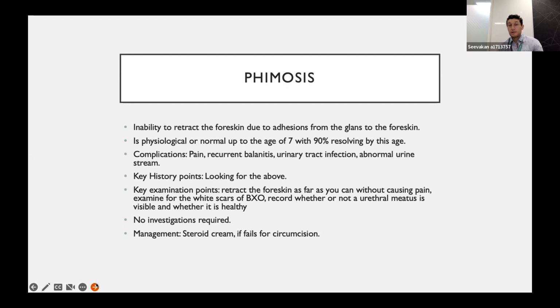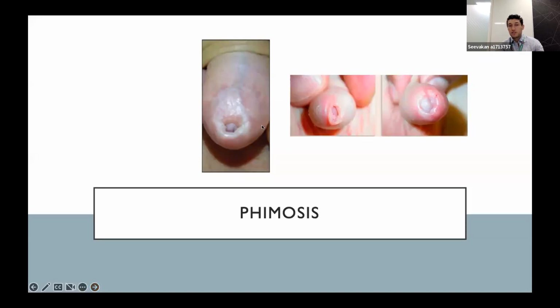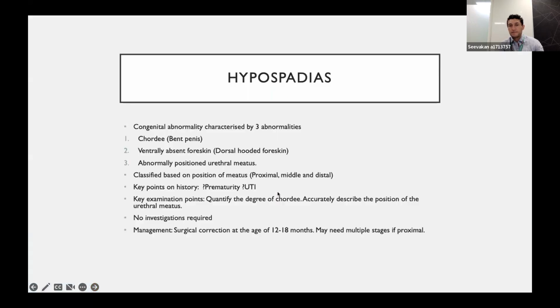The other key thing is to see whether or not there are any of these white scars, which are indicative of BXO, and whether or not there's a healthy meatus. You don't need any investigations, and what we do is we ask people to put some steroid cream on there because it dissolves those adhesions. If that fails, they get a circumcision. And this is some pictures of some white scarring on the glans to indicate BXO.